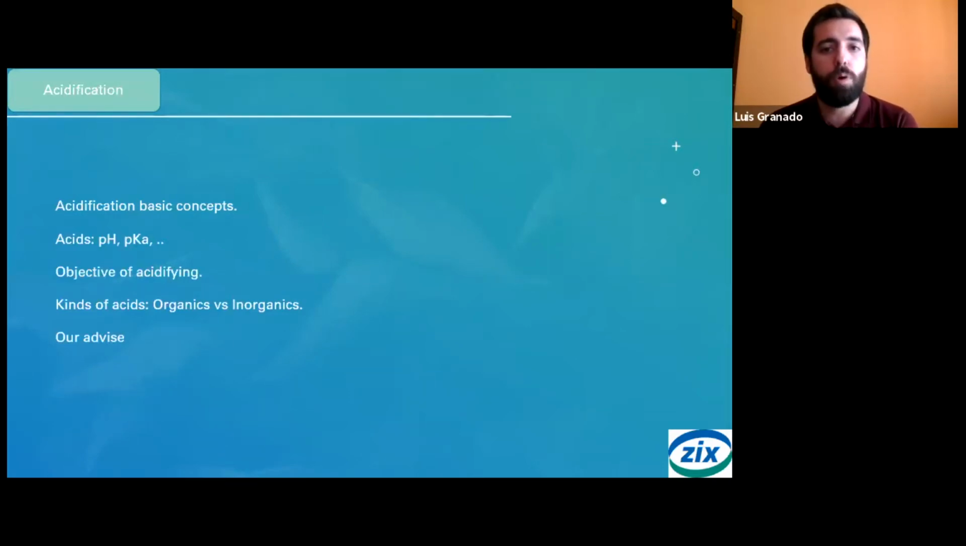Then we will go to the most applicable part, and we will be talking about the objective of acidifying. We will see that there are different objectives, and depending on that, we will be using different types of acids. And we will explain that later on, all right? Because we will see that we will have organic and inorganic acids. We will see their advantages and disadvantages, and finally, our advice depending on the objective that we are after with the use of acids.